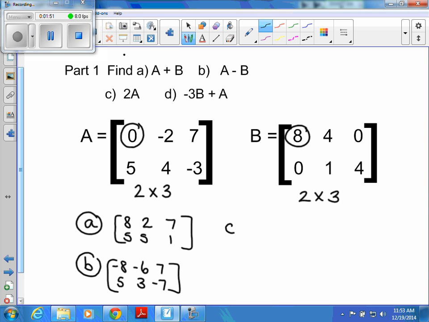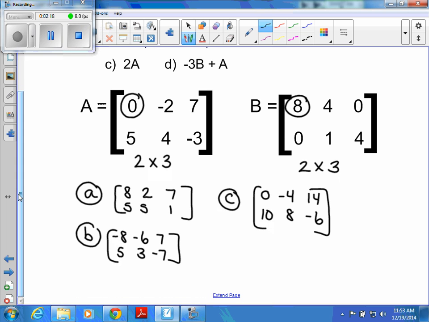For the C, if they tell you to take 2 times everything in matrix A, your final answer is 2 times 0 is 0. 2 times a negative 2 is a negative 4. 2 times 7 is 14. 2 times 5 is 10. 2 times 4 is 8. And 2 times a negative 3 is a negative 6. Final answer. And then the D.